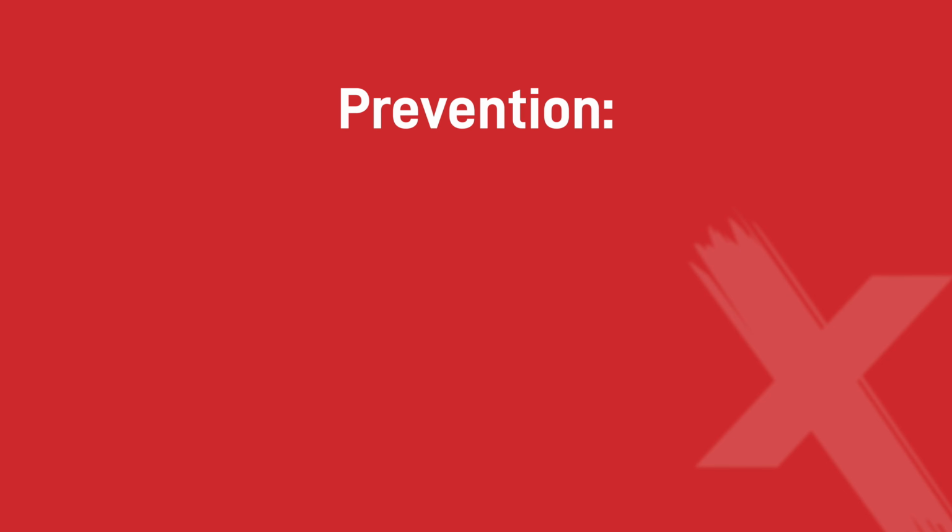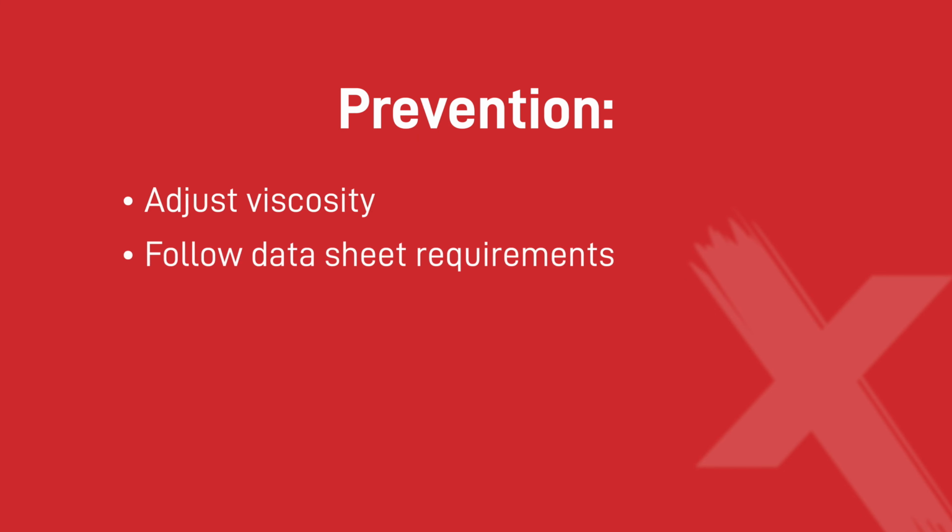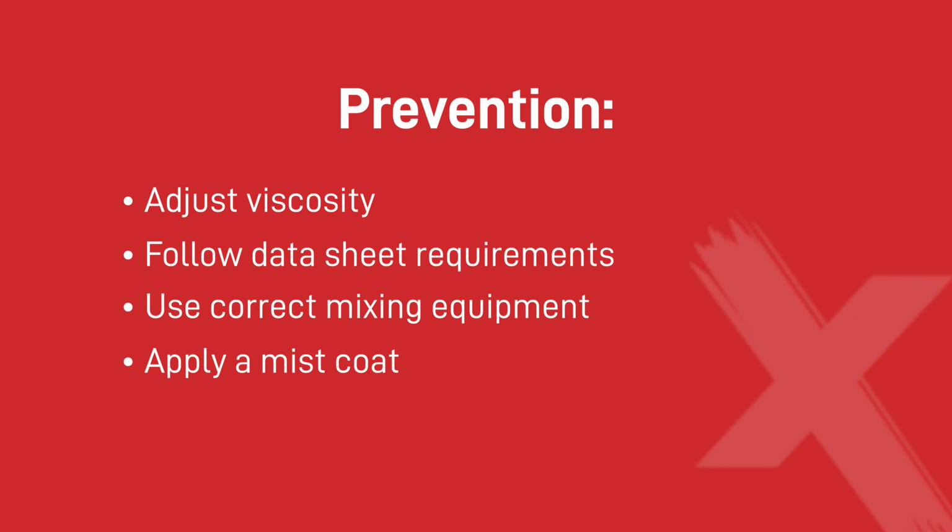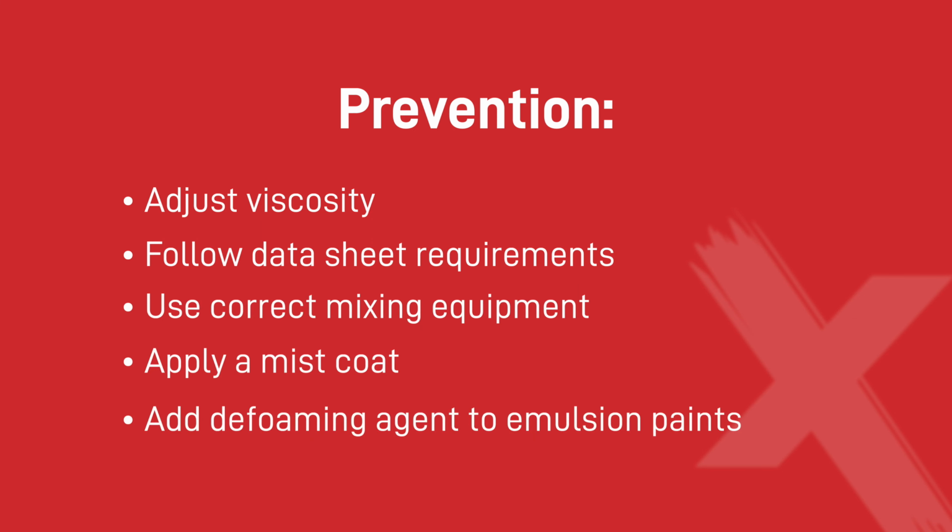In spray application, bubbling can be prevented by adjusting the viscosity with thinners and following datasheet requirements for maximum application temperature. Use correct mixing equipment such as a paint shaker to ensure air is not stirred in during mixing. Apply a mist coat and add defoaming agent to emulsion paint.